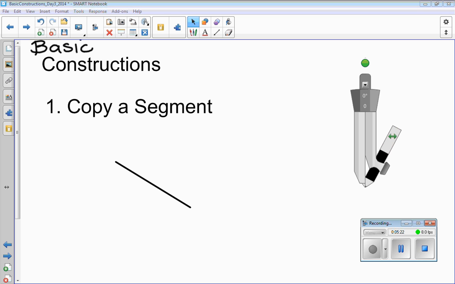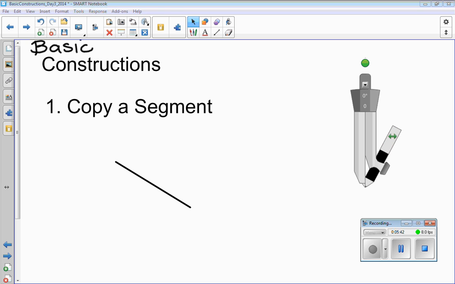So what I'd like for you to do is you also need a straight edge to do constructions. If you have a white compass, it comes with its own straight edge, so you're awesome. But you guys need a straight edge. Let me pause while I'm passing those out.